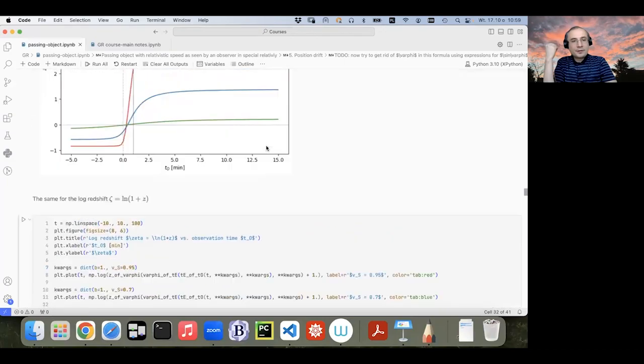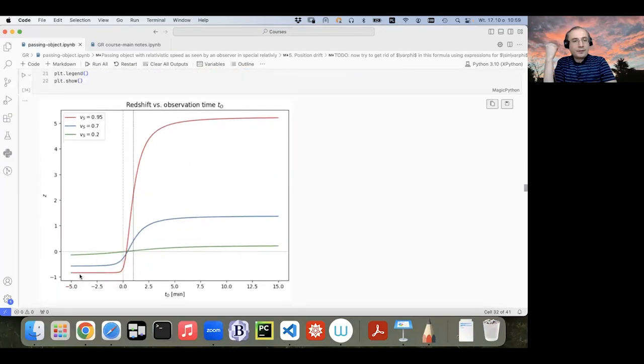And there's also redshift as a function of time. We see that the quickly moving body appears to be very strongly blue shifted for a long time. And then in a relatively brief moment, the redshift changes from negative to strongly positive when the body passes us. And the luminosity of the body and the frequency changes very quickly.